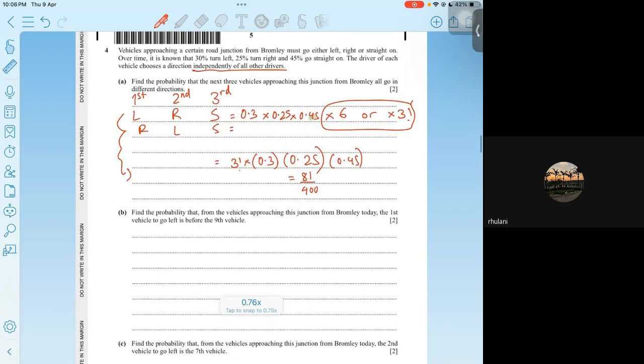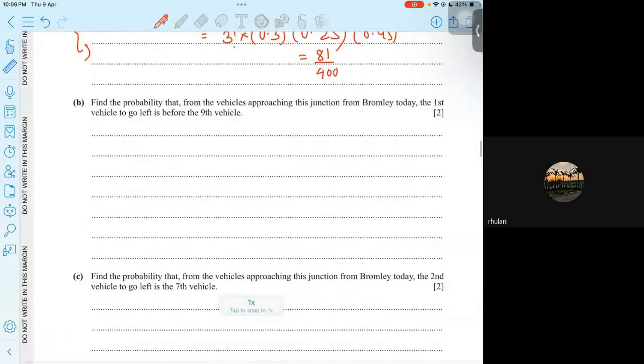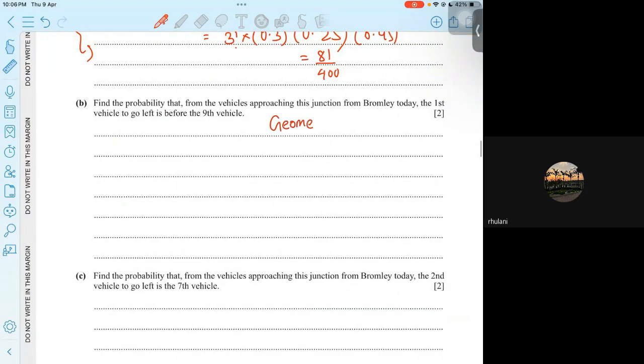Okay. The next question says, find the probability that from the vehicles approaching this junction from Bromley today, the first vehicle to go left is before the 9th vehicle. So does anyone know which type of question this is from, or which chapter this is from? It's geometric distribution, right? It's geometric distribution, because this question uses the concept of some event happening for the first time before other events or after some event, right?